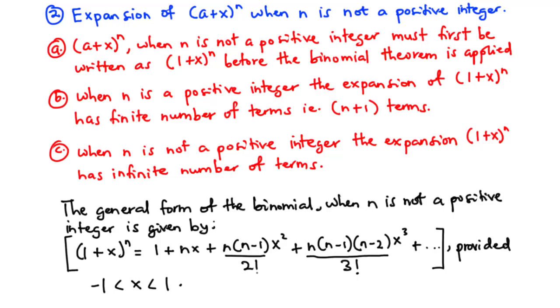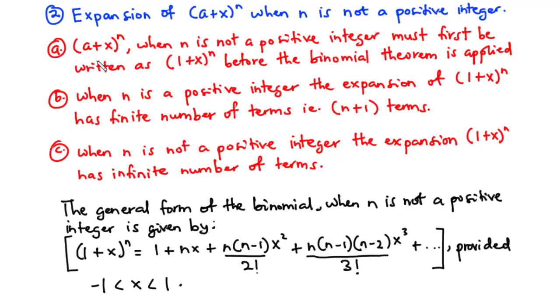So in the previous video, we learned how to perform the expansion of (a + x)^n when n is a positive integer. Now in this video, we are going to perform expansion of the binomial (a + x)^n when n is not a positive integer. Now these are three key points that we are going to take note of.